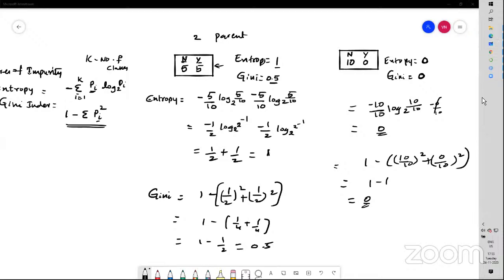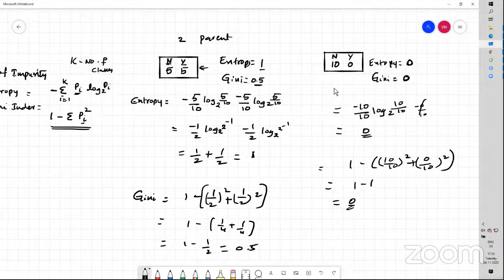If entropy is 0, that means the node is a pure node. All the observations belong to the same class in that node. When entropy is 1, the node is an impure node. An equal number of observations belong to both the classes. So that's how we define a perfectly pure node and a perfectly impure node.